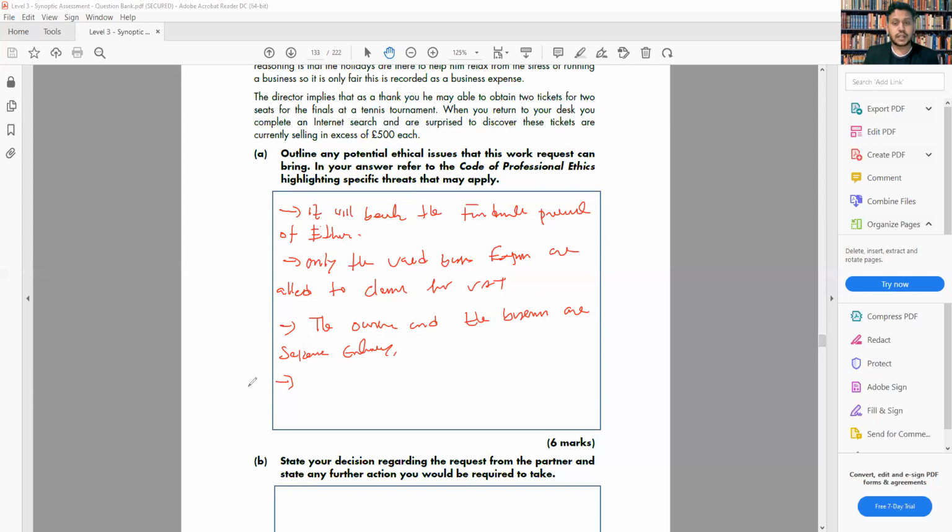And the next point here, it says, is there an ethical threat? The first threat raised is self-interest.